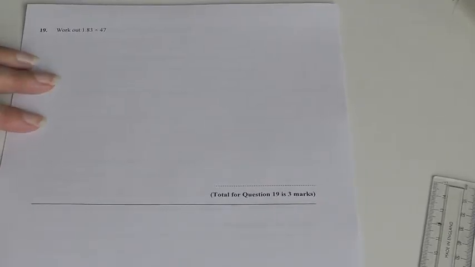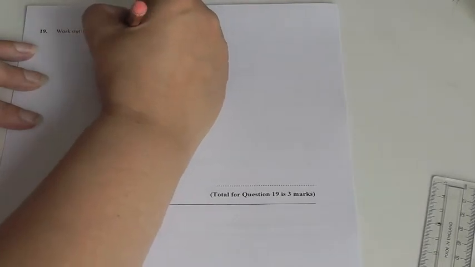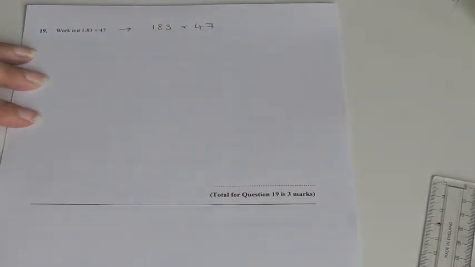The next question is 1.83 times 47. It wasn't answered very well, and it really needs to be something that you practice at home so that you can always do these. When doing this question, we're going to ignore the decimal to begin with because it just confuses us. So I'm going to change the question to 183 times 47. And then I'm going to do a grid multiplication.